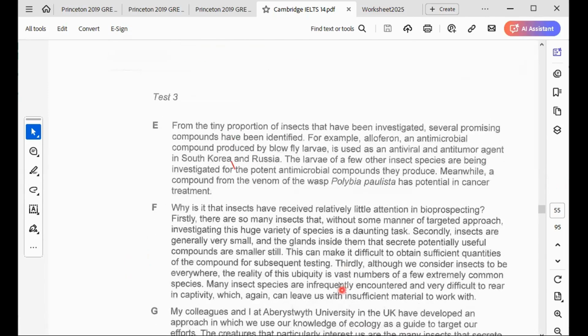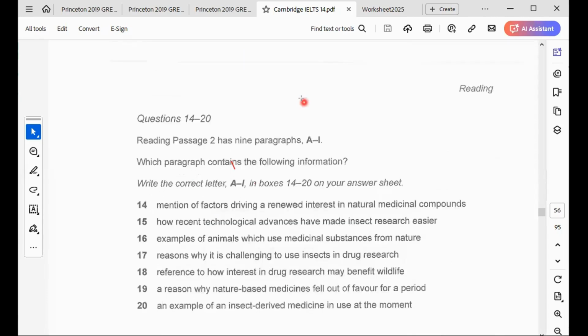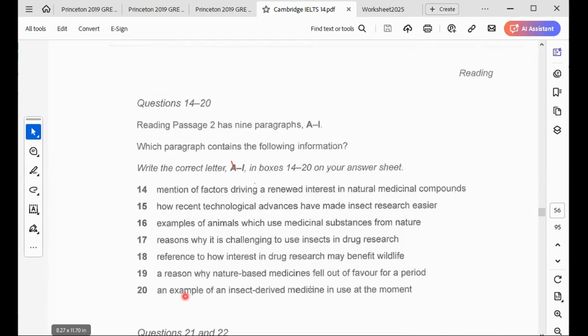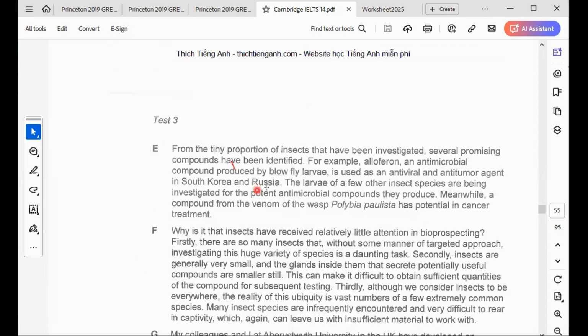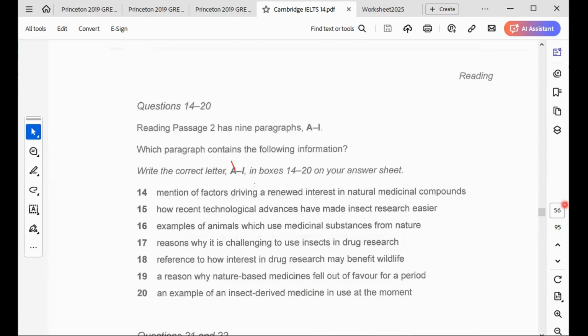So let me check paragraph E. From the tiny proportion of insects that have been investigated, several promising compounds have been identified. For example, alloferon, an antimicrobial compound produced by blowfly larvae, used as an anti-tumor agent in South Korea. They are using it now. That's the last one. Number 20, an example of an insect-derived medicine. That's alloferon. Alloferon is used in South Korea. Paragraph E, number 20 is matched to E.